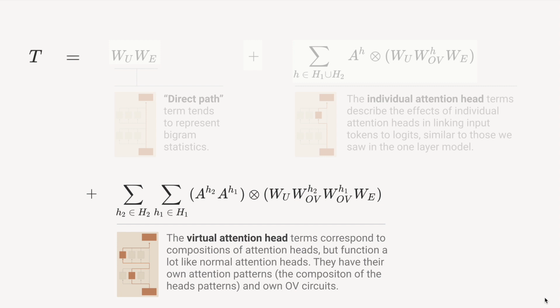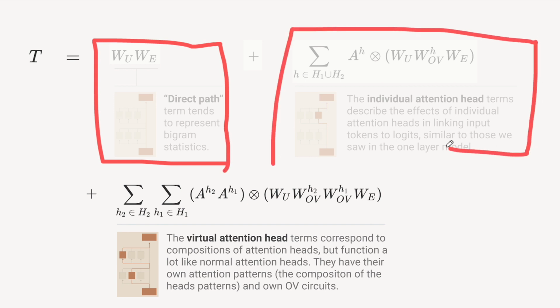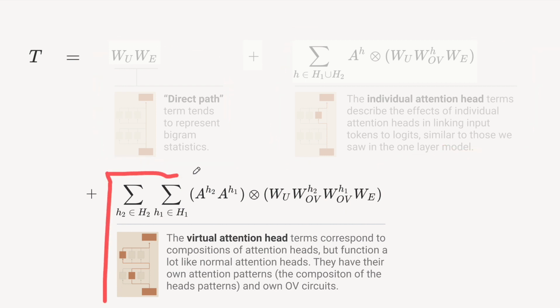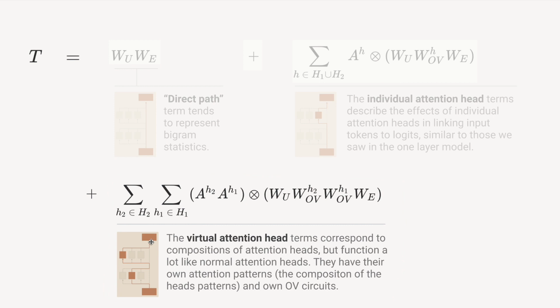When we tried to describe our two-layer attention-only transformer, we ended up with these three kinds of terms. There was the direct path term, there were the individual attention head terms, and then there's this other one that corresponds to going through chains of attention heads. So you go through one attention head, and then another attention head, and then you hit the unembedding. And we called those virtual attention heads.